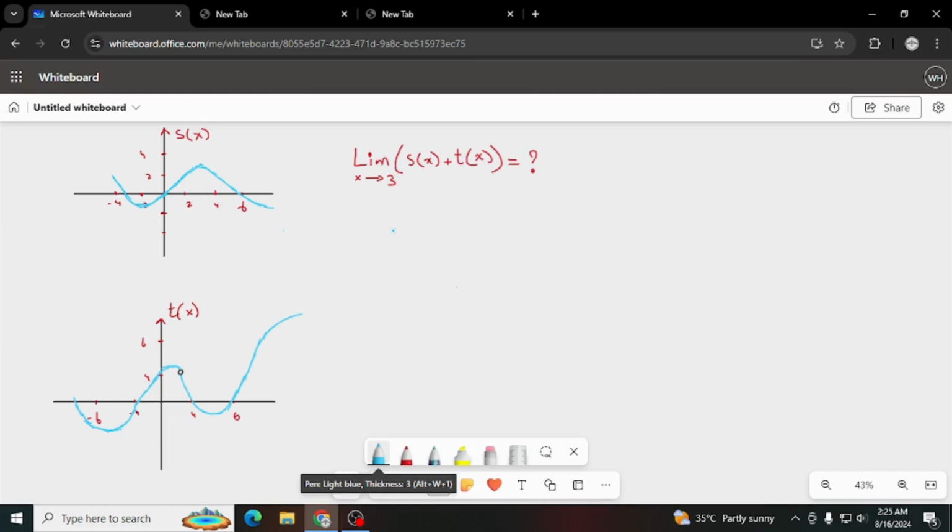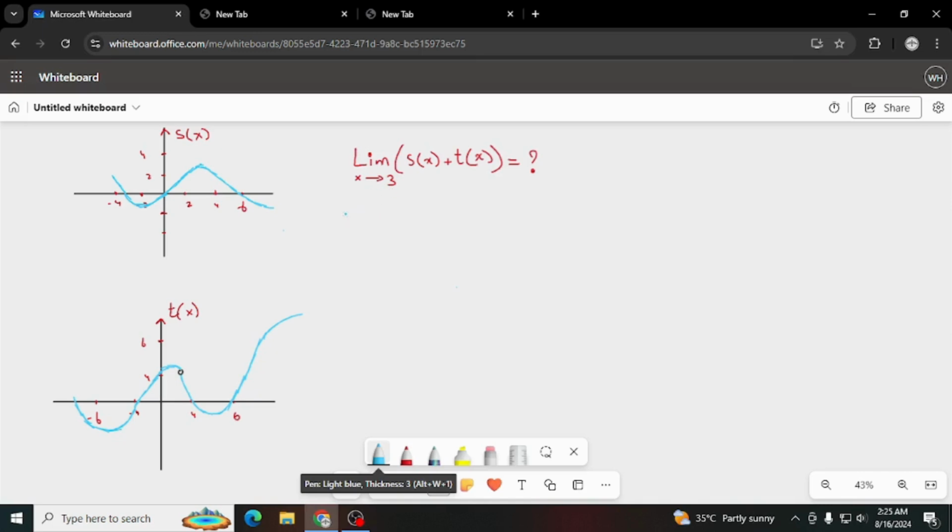Alright, so in the previous video, we saw how to calculate the limit of two functions being multiplied together by analyzing their graphs. In today's video, we are going to analyze this limit and see what the whole limit is approaching: the limit of s of x plus t of x as x approaches 3.